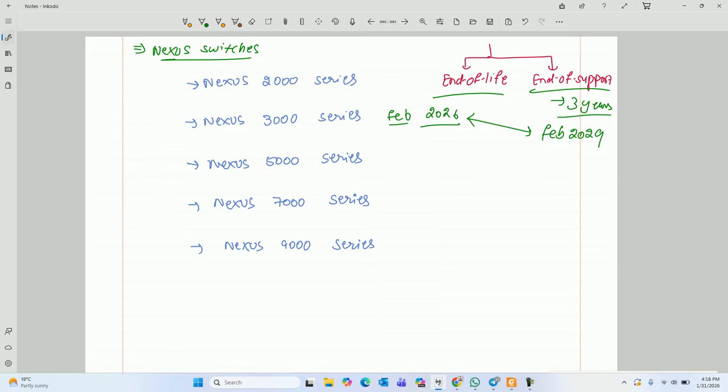Nowadays only Nexus 9000 series switches are in high demand, and they are deployed in almost all types of deployments. Either you can deploy them in standalone mode or you can deploy them in a fabric, but you will always see that we are deploying Nexus 9000 series in almost all types of networks in 2025 or 2026.